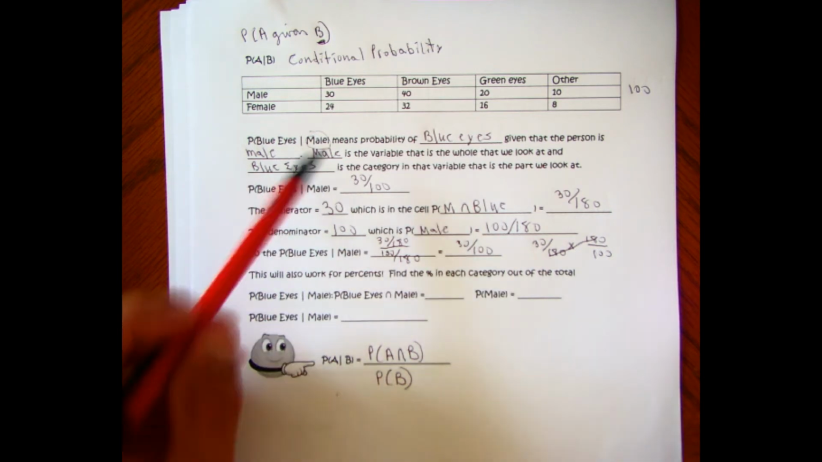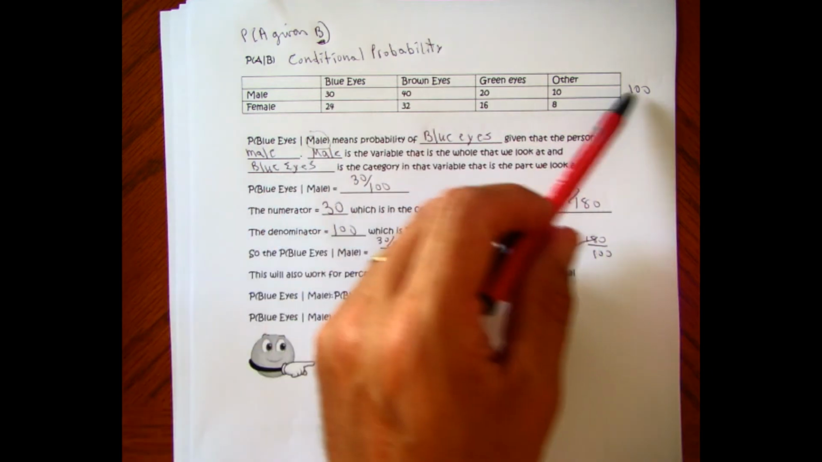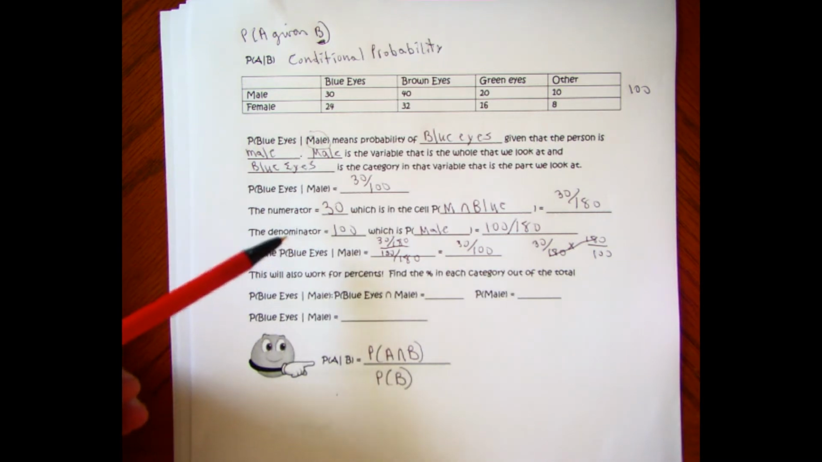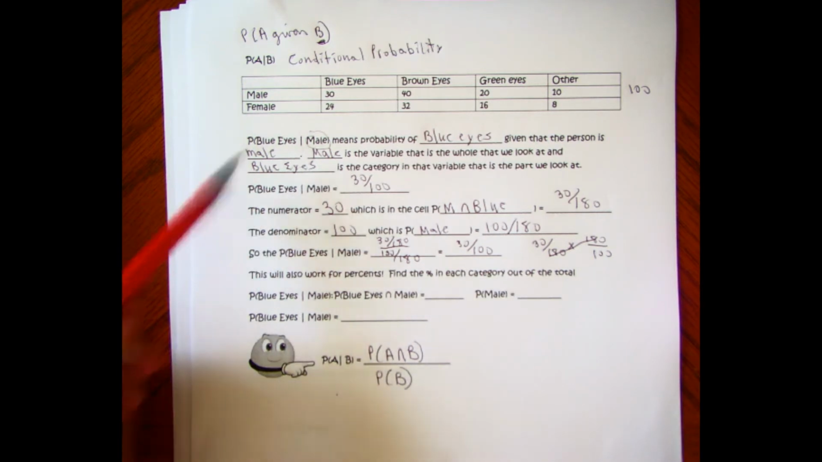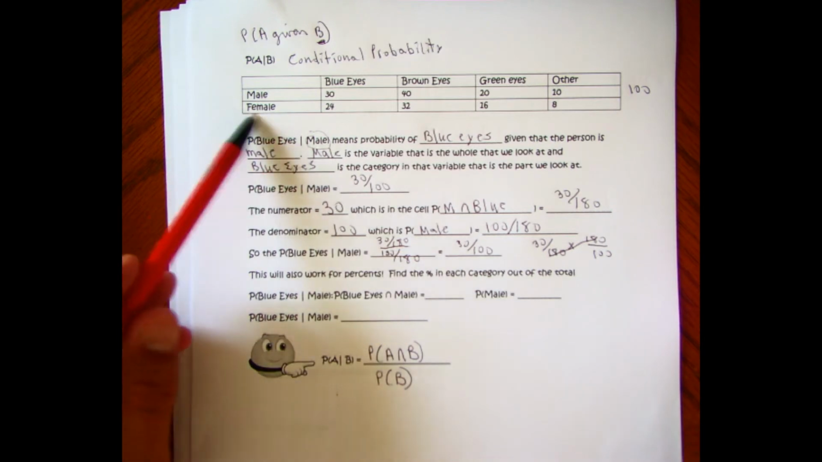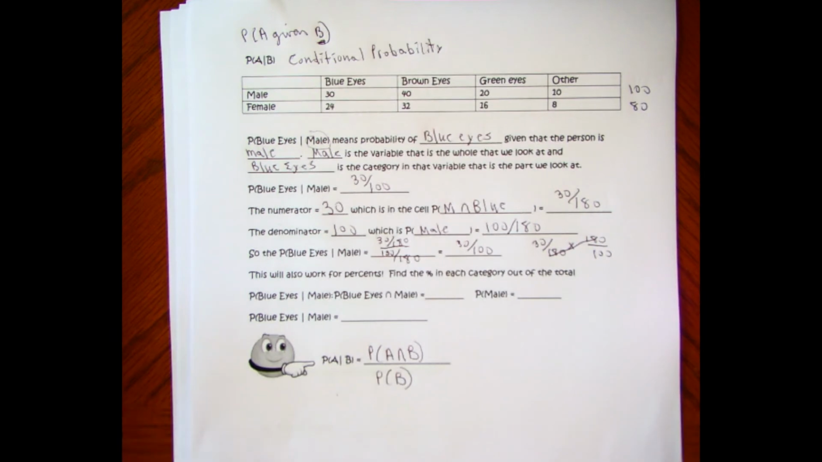Because all you do is you look at this condition and you say, oh, okay, well, we're all the males, so there's 100 of them. Oh, how many of them will have blue eyes? Well, 30. Okay, what if I was to do it with females with brown eyes? Probability of brown eyes given that they're female. Well, I go and I look at the females. That's the condition. There's 80 of them. How many of them have brown eyes? 32. So it's 32 out of 80.